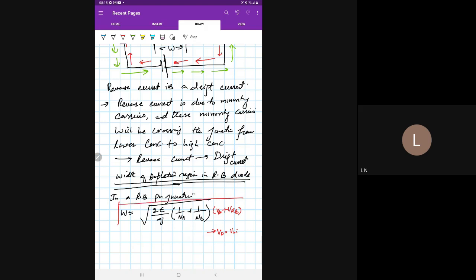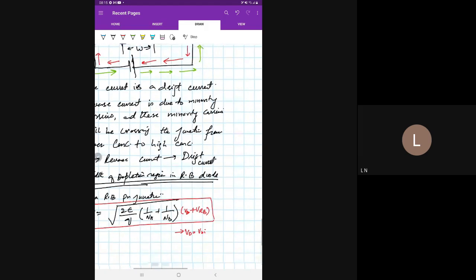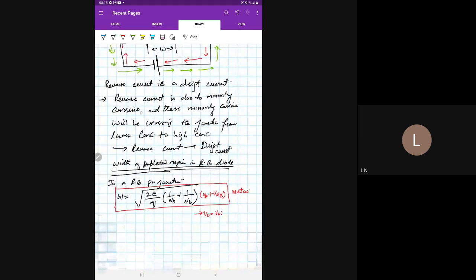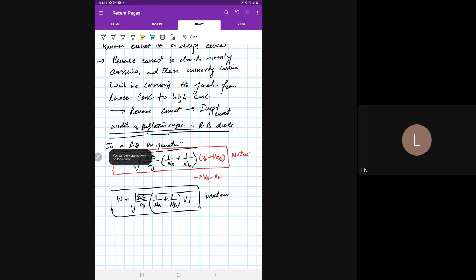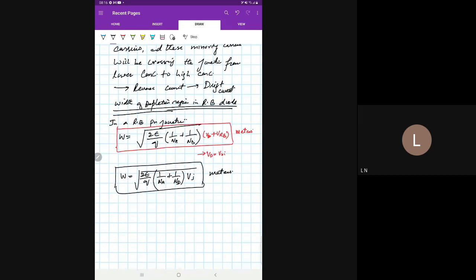So the width measured by this mathematical formula will be in meters. Or we can say that width is equal to twice epsilon by Q, 1 by NA plus 1 by ND, into VJ, because VJ is equal to VBI plus VD, and this will also be in meters. Now this is the width of the depletion region.